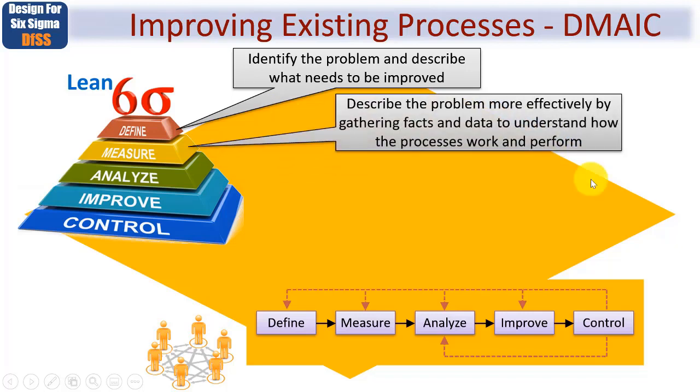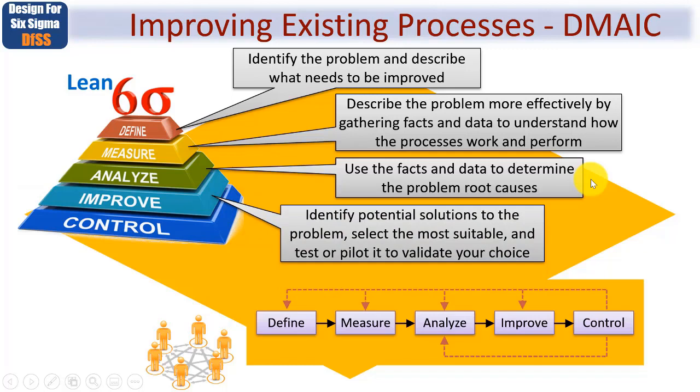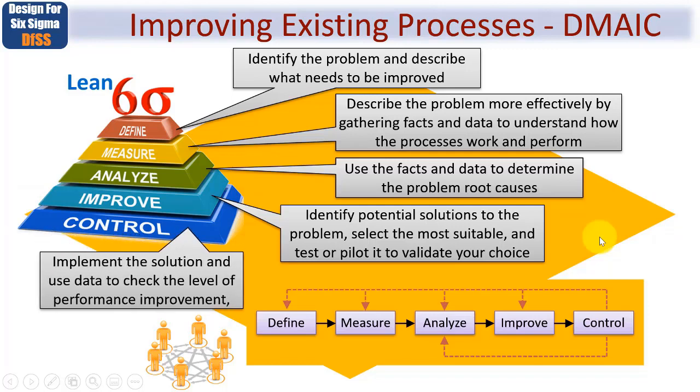The Measure then goes on to describe the problem more effectively by gathering facts and data in order to understand how such processes, products or services work and perform. The Analyse step uses those facts and data to determine the root causes of the problem or problems. As you might gather, the Improve is to identify potential solutions to the problem, go on to select the most suitable of those solution options, and then test or pilot it to validate that your choice was indeed the best. Finally, Control is then implement the solution and continue to use data to check the level of performance improvement.